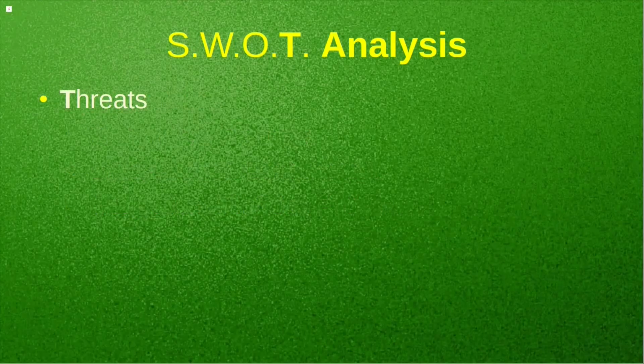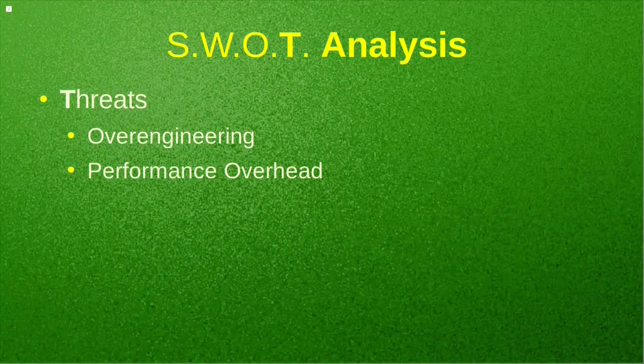T, Threats. Over-engineering: there's a risk of over-engineering, especially for simple systems, where the benefits of the abstract factory pattern do not justify its complexity. Performance overhead: the pattern might introduce some performance overhead due to its extra layers of abstraction, which can be a concern in performance-critical applications. Misuse: incorrect use or misunderstanding of the pattern can lead to a rigid and convoluted codebase, negating the benefits and making the system harder to work with.